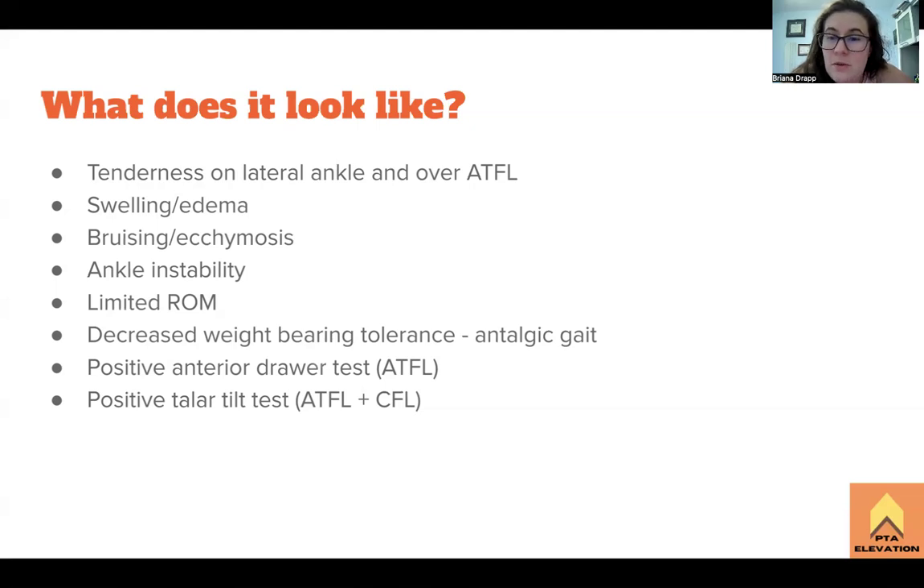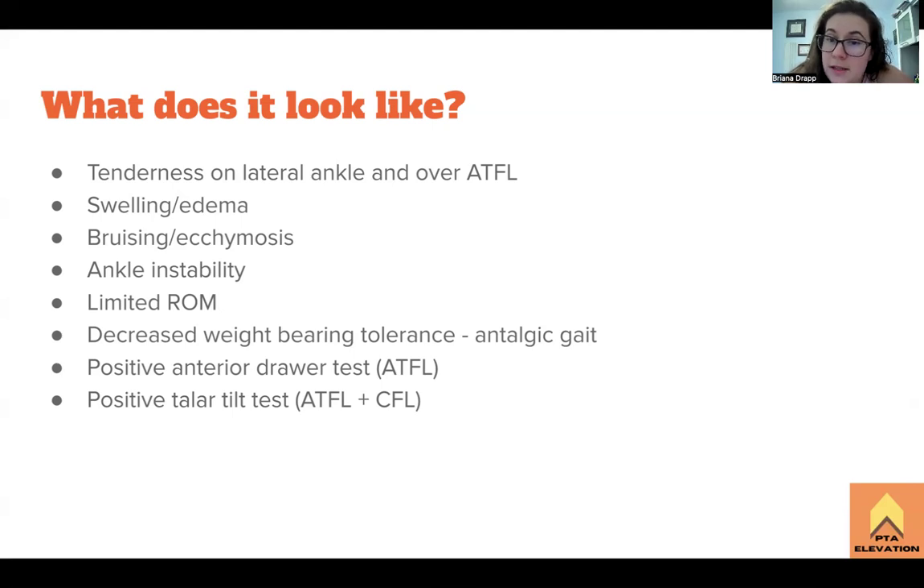Your ankle will be unstable, so they won't be able to stand on one foot. One, due to pain, so that decreased weight bearing tolerance, they'll have that antalgic gait, and two, due to ankle instability. They're going to have limited range of motion, which will be due to the swelling. Because you would think, oh, we tore a ligament, it's all loosey-goosey now, there should be more range of motion. No, it's swollen, so you're going to have what's called a boggy end feel, like a bog, the bogs in Great Britain, because of all the swelling and edema. So you'll have limited range of motion with that.